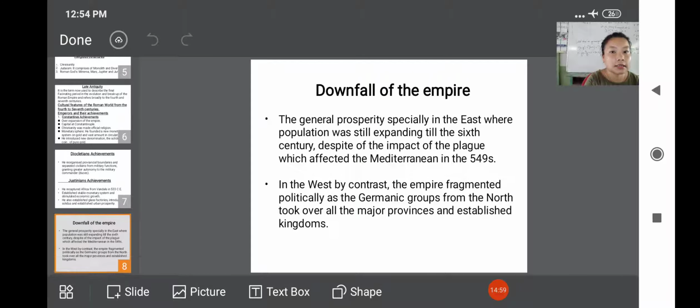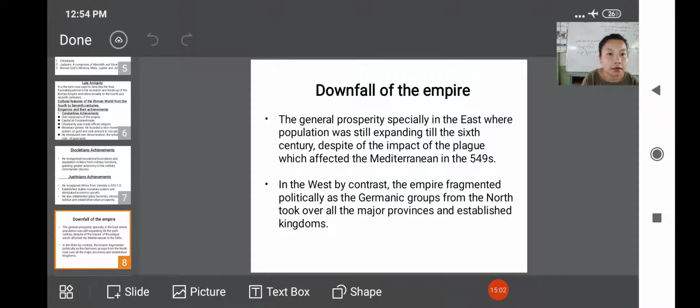This is the last topic of this chapter, an empire across 3 continents: the downfall of the empire. The general prosperity, especially in the east, where population was still thriving till the 6th century, despite the impact of plague, which affected the Mediterranean in 549.